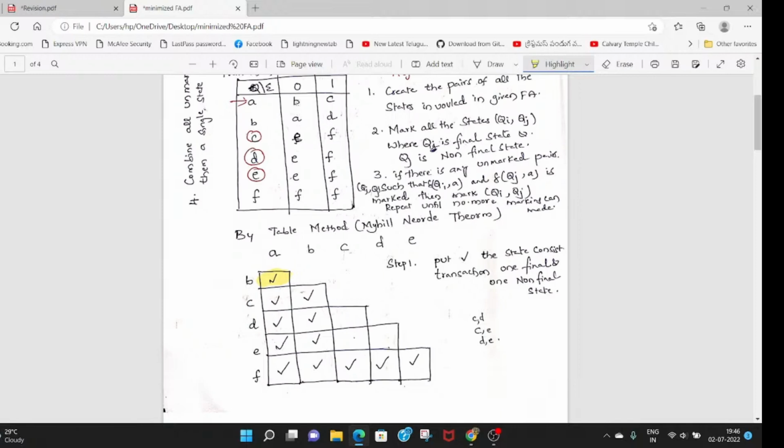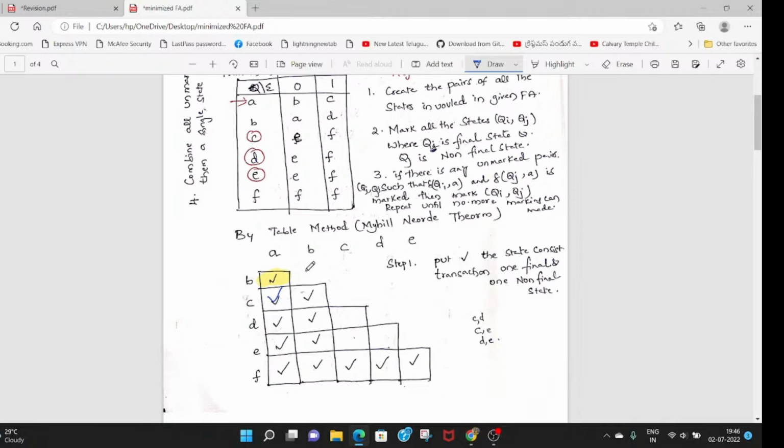So I'm taking A and C, I'm getting B and E. B is a non-final state and E is a final state. So I have a pair of final and non-final states, so I'll make it a tick mark here. See here, I'm getting it tick marked.